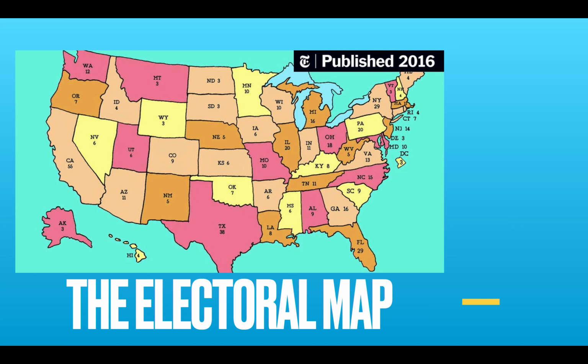So now we'll be looking at an electoral map that was published in 2016. As we can see, California has 55 electors. They are the state with the most electors. Texas has 38, and New York and Florida both have 29. But then you can see with states like Alaska, Delaware, and the Dakotas, they only have 3 electoral votes.